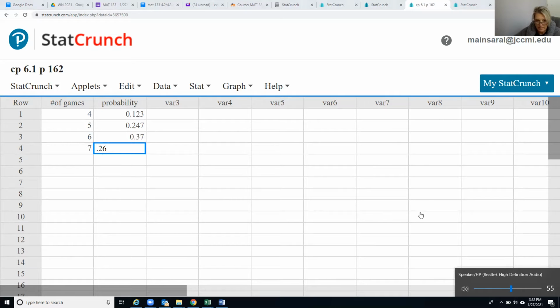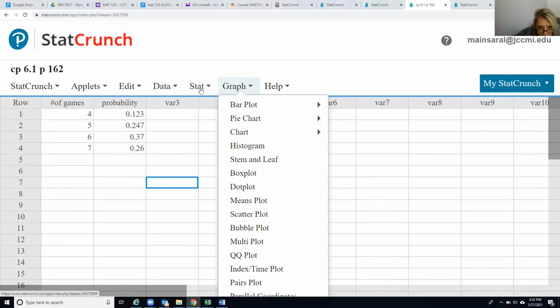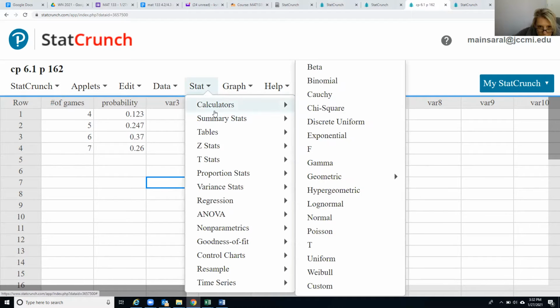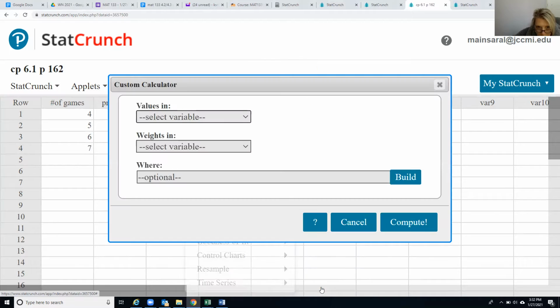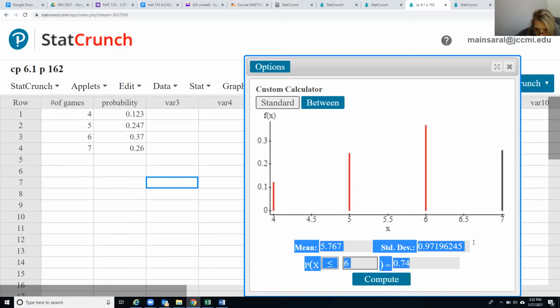And then to find the weighted mean, similar to what we did back in chapter 3.3, we're going to go to Stat, then Calculators, and all the way down to the custom calculator at the bottom. Our values are in number of games, our weights are in the probability, and then we can hit compute. And it gives us the mean right here. Does everybody see that highlighted? So the mean is 5.767. We can round that to one decimal of 5.8. And the standard deviation is 0.97.